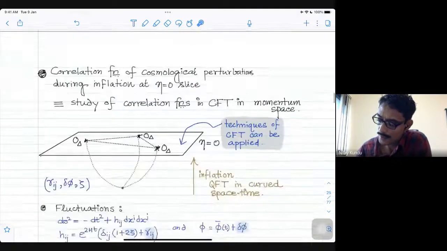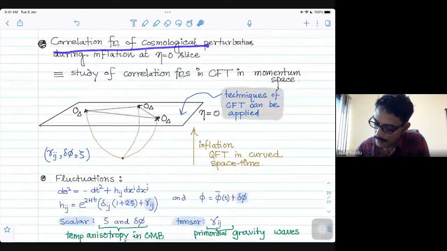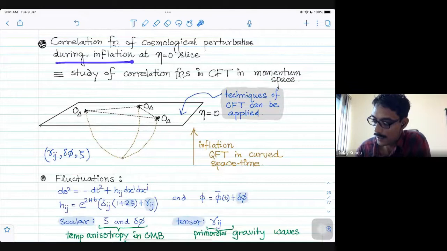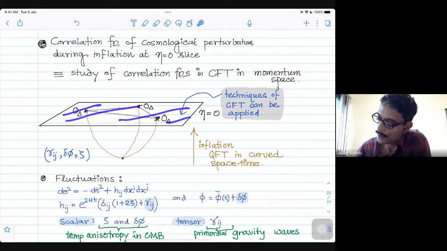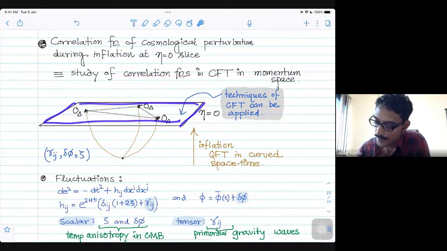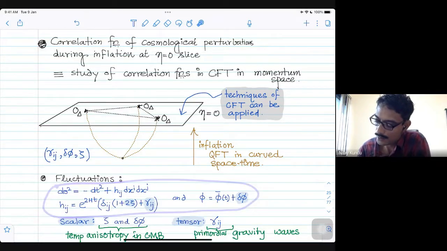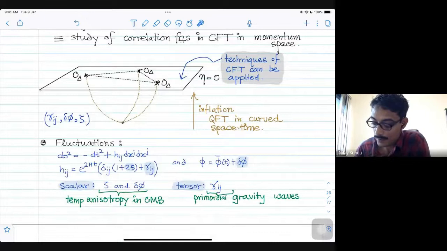So these correlation functions of cosmological perturbations, which were generated during inflation, are encoded in the eta equals 0 slice, and then the techniques of conformal field theories can be applied on this slice. That was the idea. We looked at the metric during inflation, and it was not exactly de Sitter. If it were exactly de Sitter, not inflation, then this H would have been constant, and there would have been no scalar field, just a constant potential.